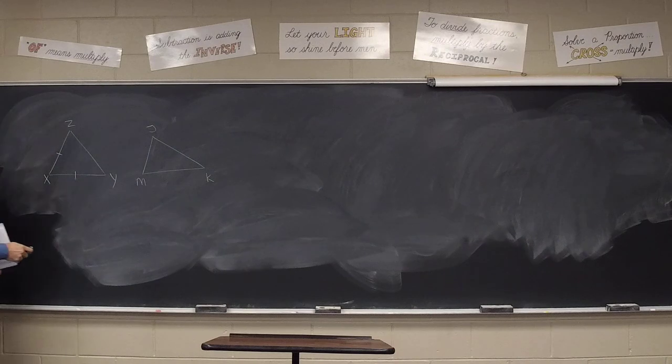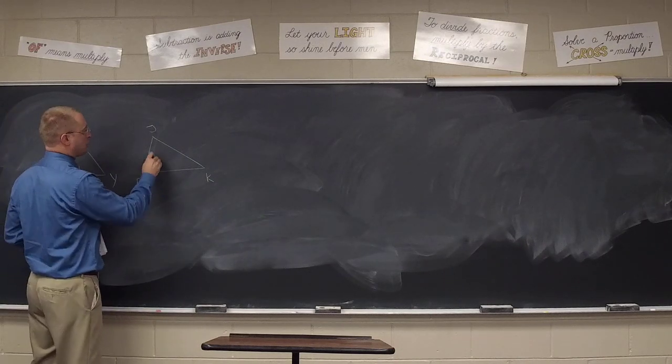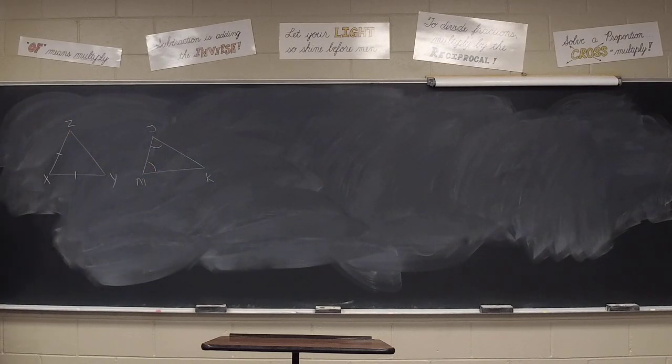Next one, number two. If I gave you this picture and I told you that angle M and angle J were equal angles, clang! What's the very next statement you're putting in your proof? If I told you that angle J and angle M were equal, what is the next statement you would write in your proof?